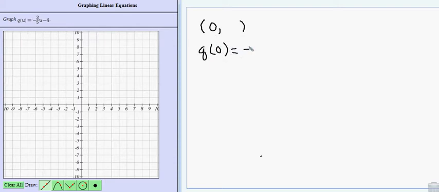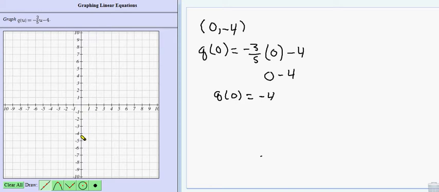So what I would get is -3/5 times u, but we're replacing u with 0. And then don't forget the equation has to subtract 4. Well, 0 times anything is 0, so this always comes out to be 0 with a linear equation. So I'm left with the fact that q of 0 is 0 subtract 4, which is -4. So like I said, you can always get your y-intercept by looking at the number that doesn't have the input variable with it. So (0, -4) is one point.